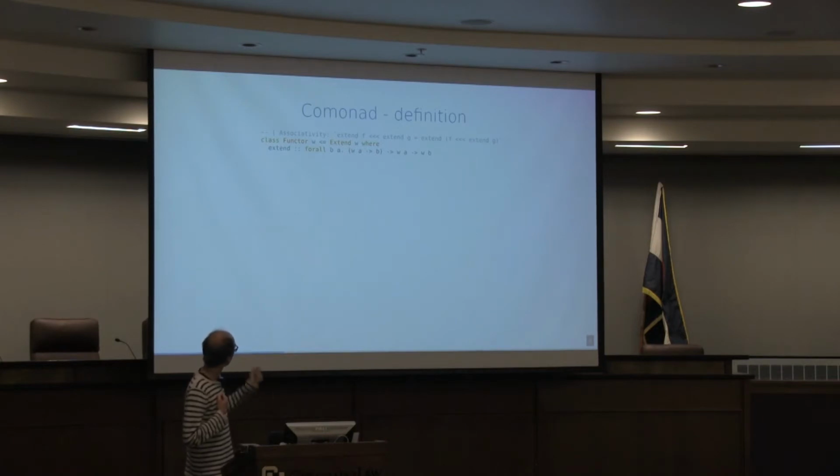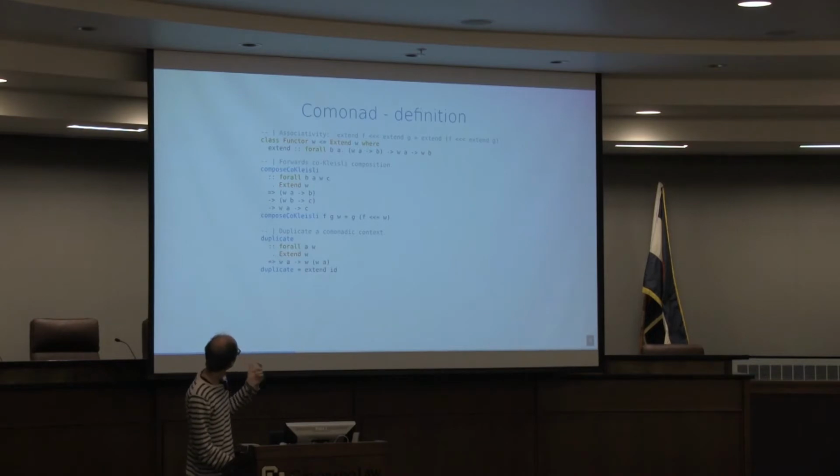And it has the dual signature of what you get in bind when you're working with monads. So in bind, you would have a map from A to M of B. Here you have the dual, so from W A to B, and you can extend the comonad using this arrow.